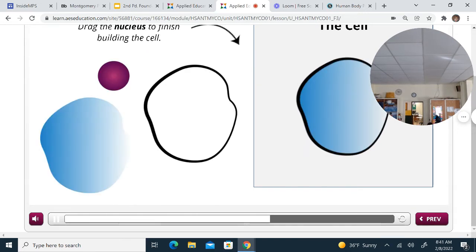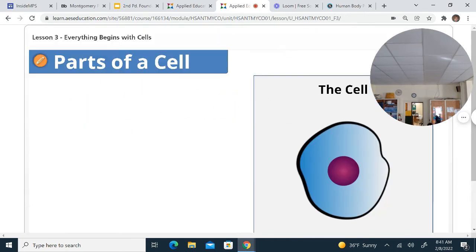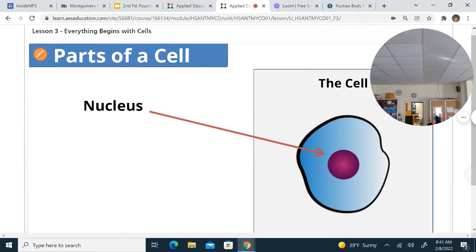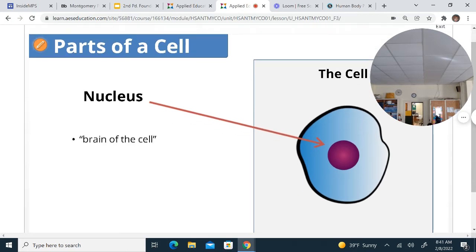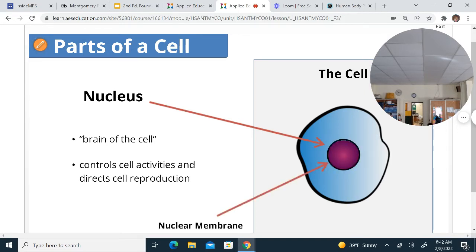Drag the nucleus to finish building the cell. The nucleus is a round structure within the cytoplasm. It may be referred to as the brain of the cell because it controls cell activities and directs cell reproduction. It is surrounded by the nuclear membrane. All right, so you have your three parts to the cell. You have your nucleus, you have your cytoplasm, and then you have your cell membrane.